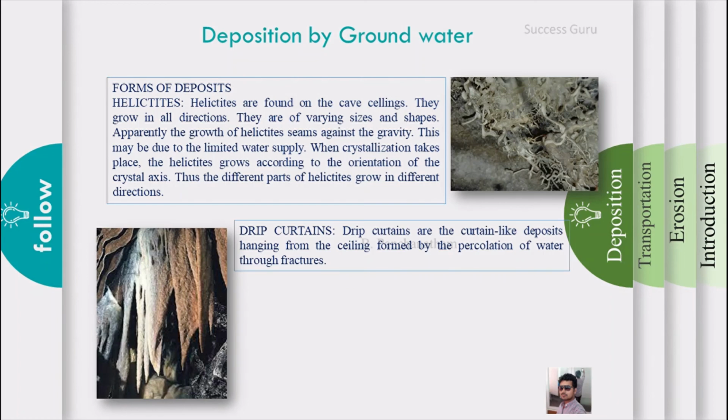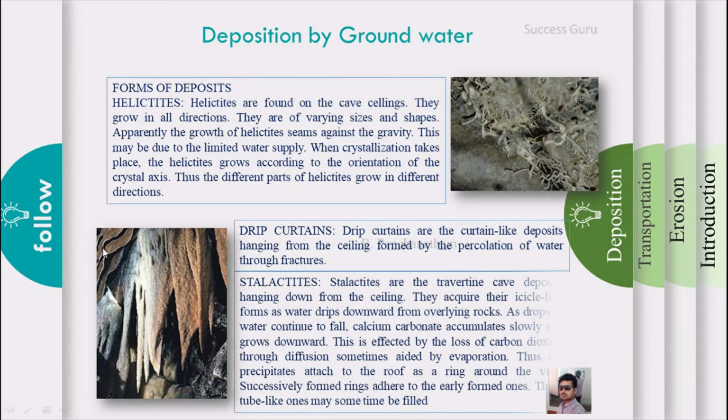The drip curtain. The drip curtains are the curtain-like deposits hanging from the ceiling from the percolation of water through a fracture. So this image shows the drip curtain.